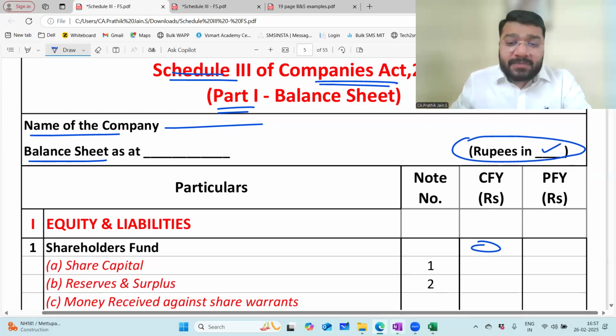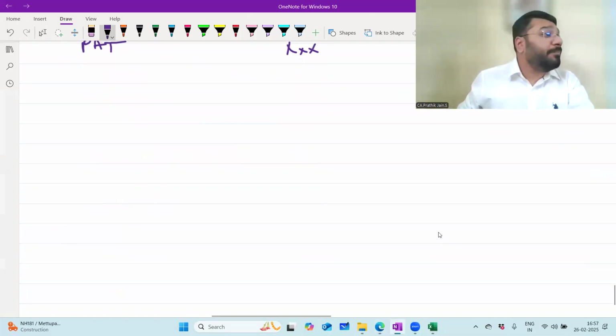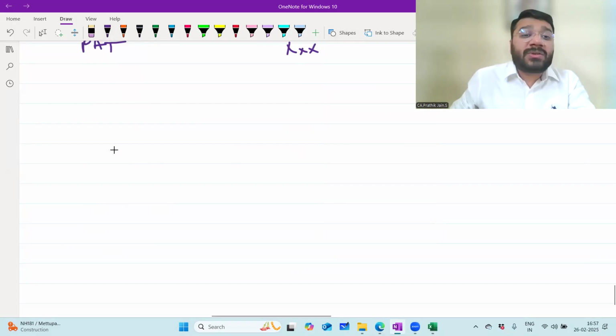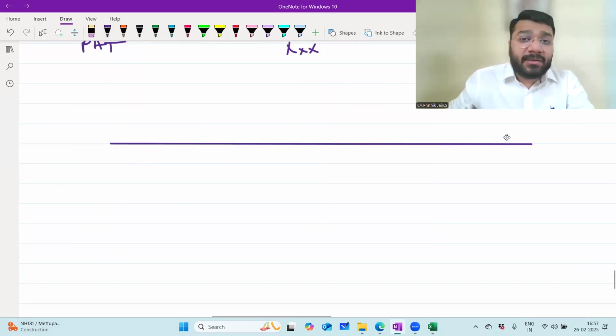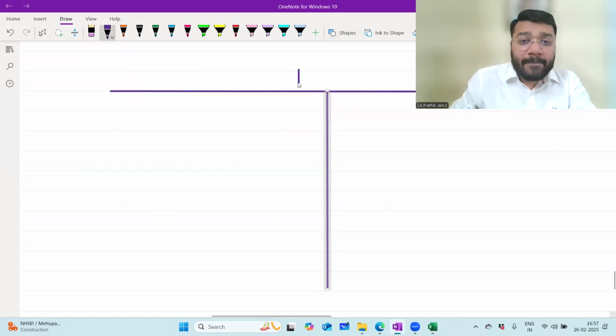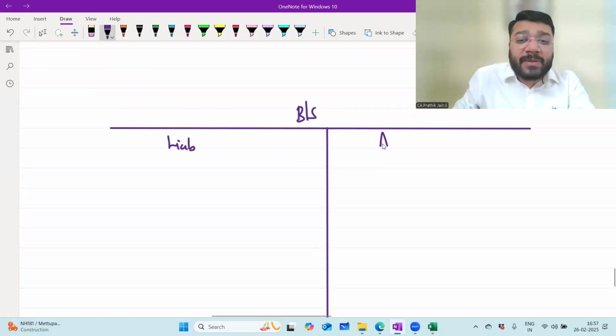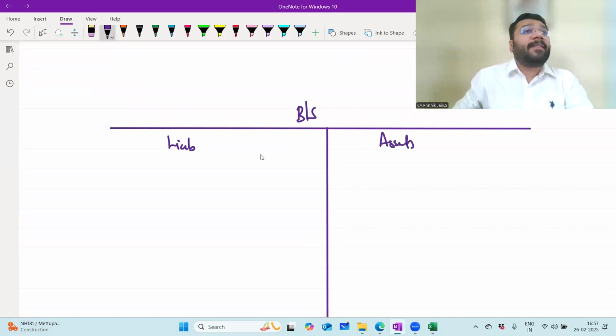Before I discuss this balance sheet extensively with you, I want to discuss the balance sheet we used to prepare for a sole proprietorship concern and a partnership concern. Under those, the balance sheet we prepared was T-shaped. Do you agree with me? On the left hand side we used to record all the liabilities, and on the right hand side all the information about the assets.